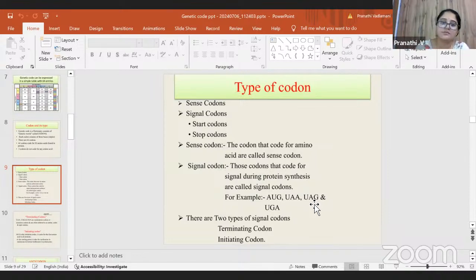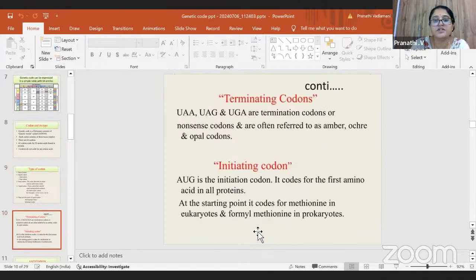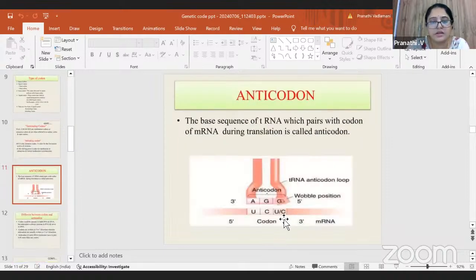What are they? Usually for us, the initiation codon is methionine, which is AUG. In the case of bacteria or prokaryotes, it is formyl methionine. And then you have UAA, UAG, and UGA, which are amber, ochre, and opal. So these are again the stop codons. There are two types of signal codons, termination and initiation. Amber, ochre, and opal are the termination ones, and initiation is AUG, and in prokaryotes, formyl methionine.